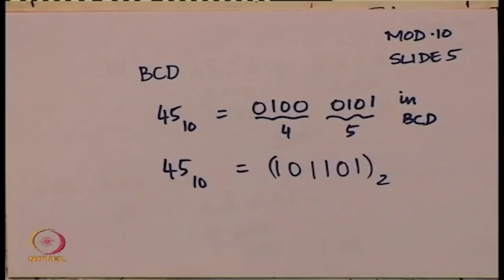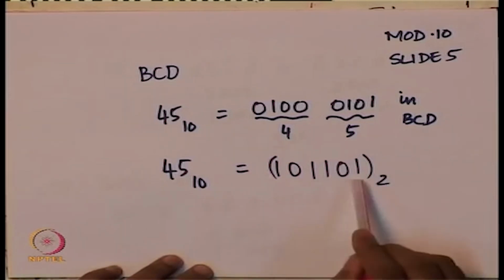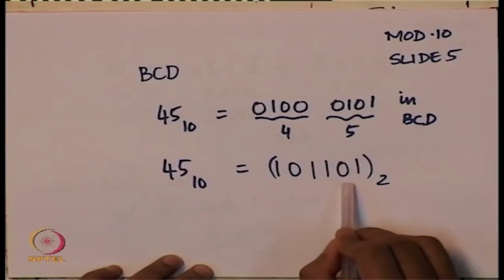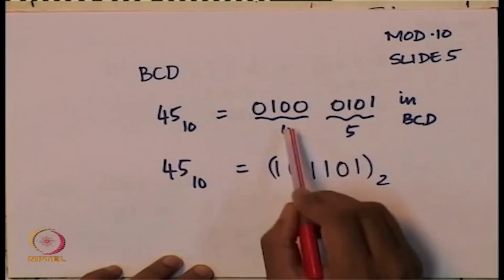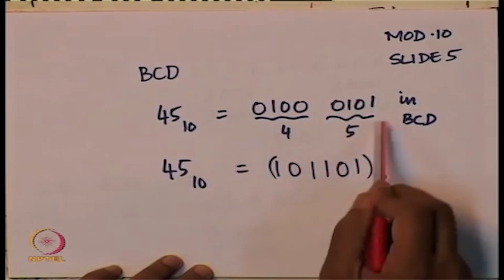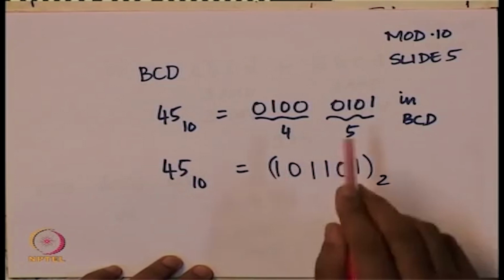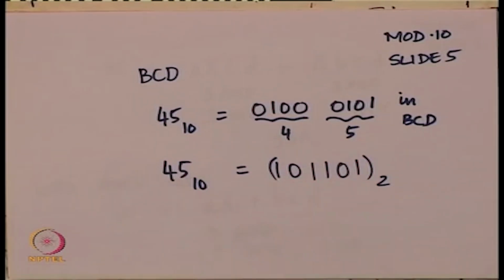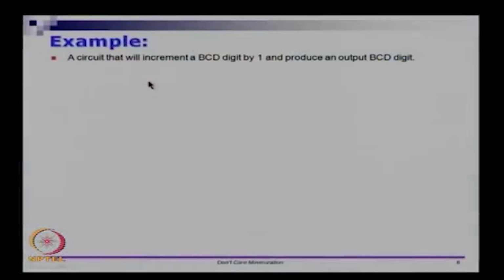So if you notice, this 45 base 10 has positional information. So this starts with 2 power 0, 2 power 1, 2 power 2 and so on, whereas this one is not positional. You do not assign weights to each of the bits and add them up. So binary coded decimal is slightly different. So let us switch back to the problem statement. In the problem statement we say that we want a circuit that will increment a BCD digit by 1 and produce an output BCD digit.